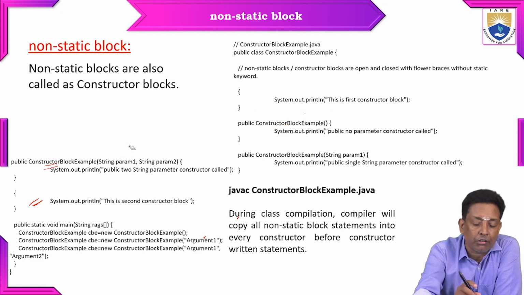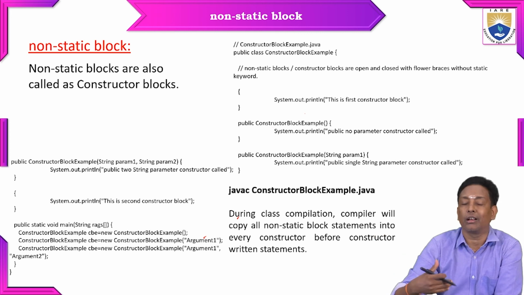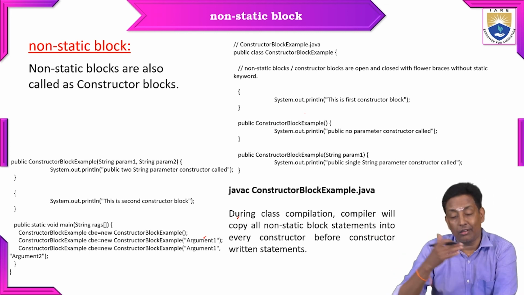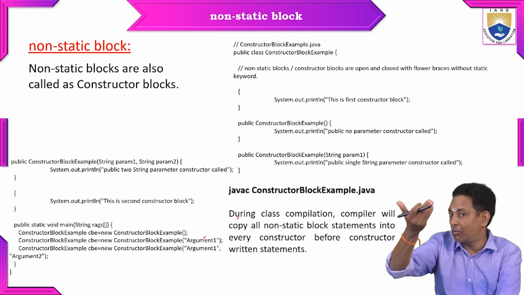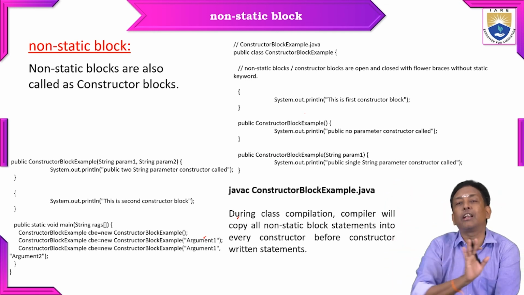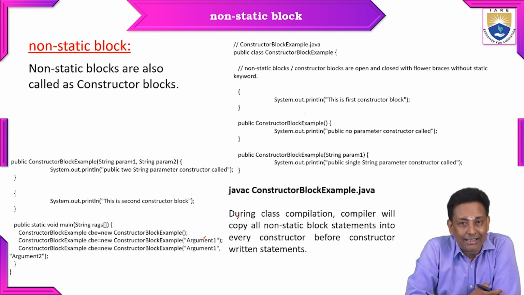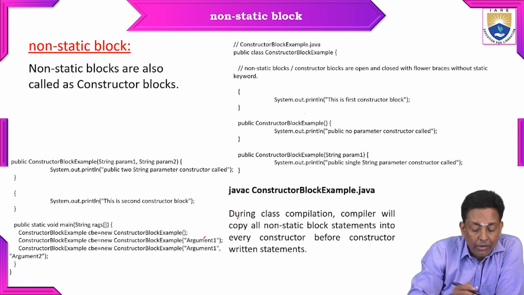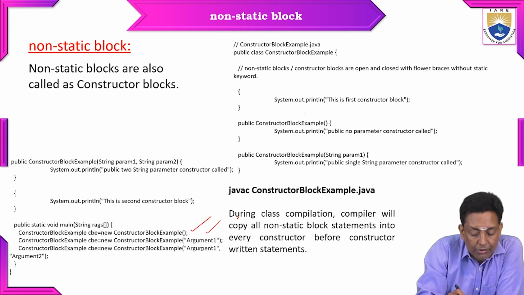So naturally, when you run the program, we feel like before every constructor, the constructor block code is executing. But it is not the fact. The constructor block code is not invoked before the constructor invocation. That block of code is included in every constructor at compilation time itself. That is why it is called a constructor block or non-static block. So here we created 3 objects of the class, with one no argument constructor, one single argument constructor, and one 2 argument constructor.